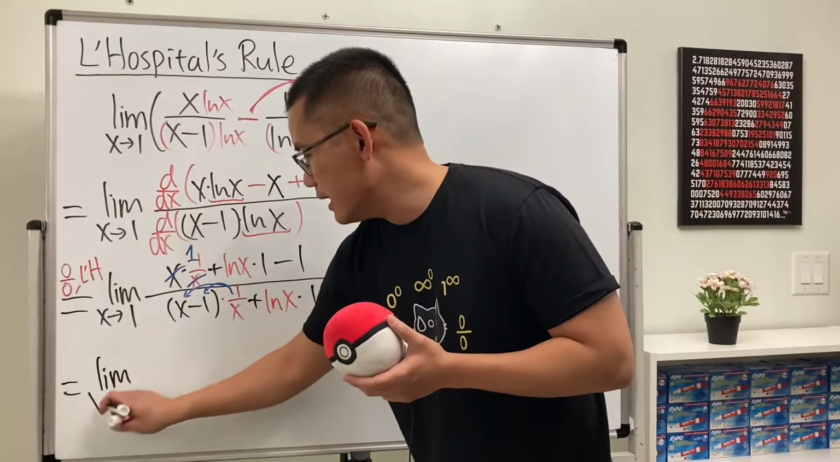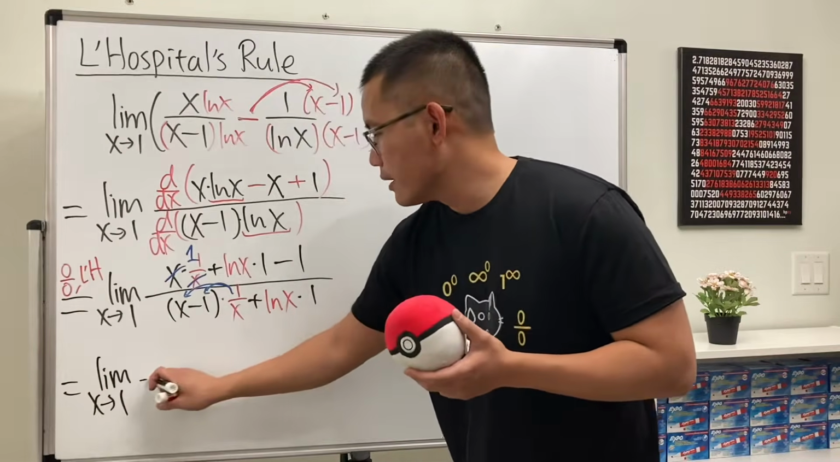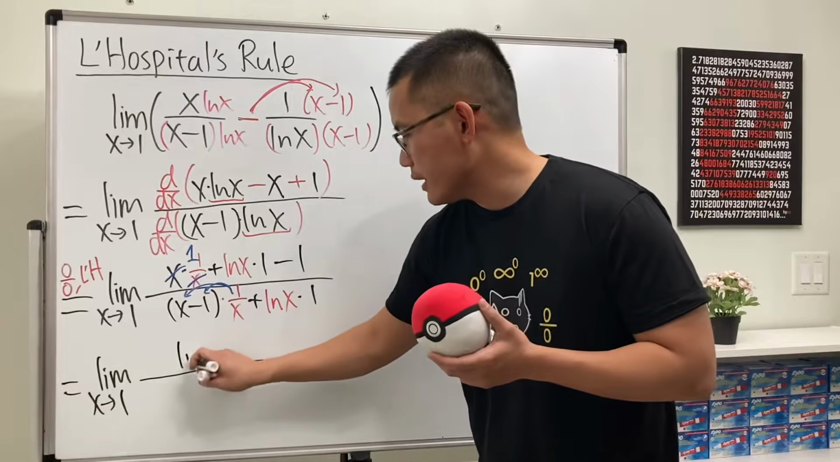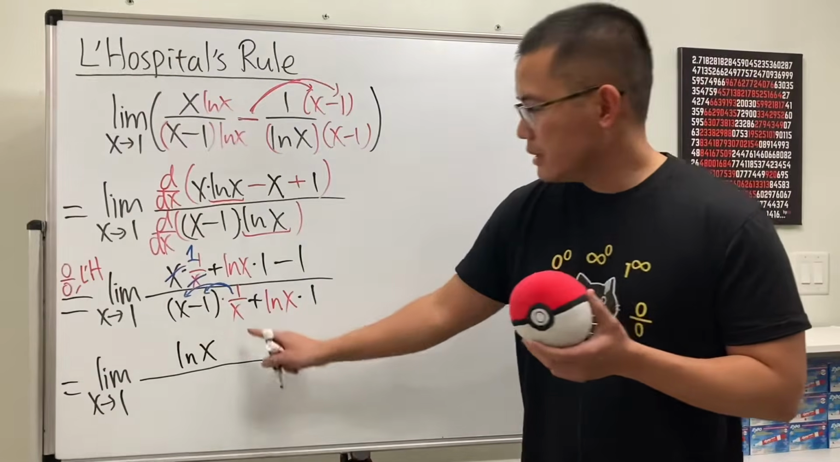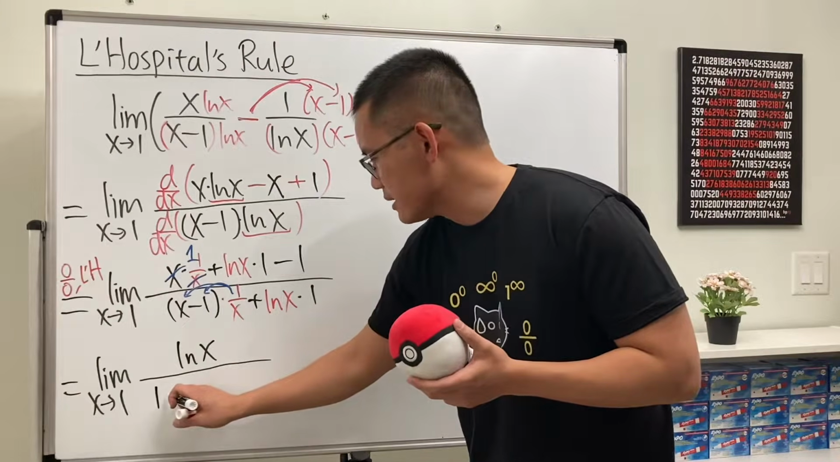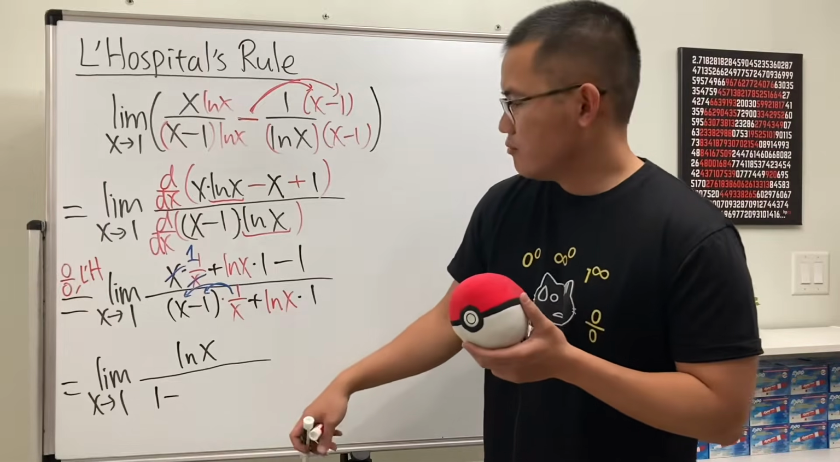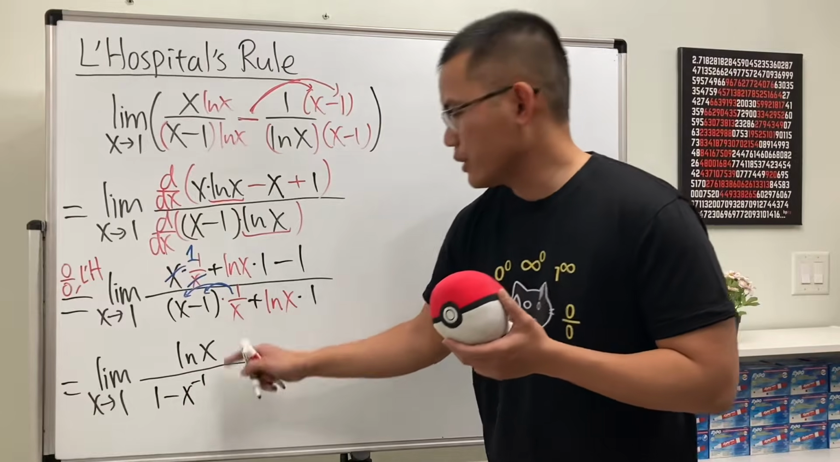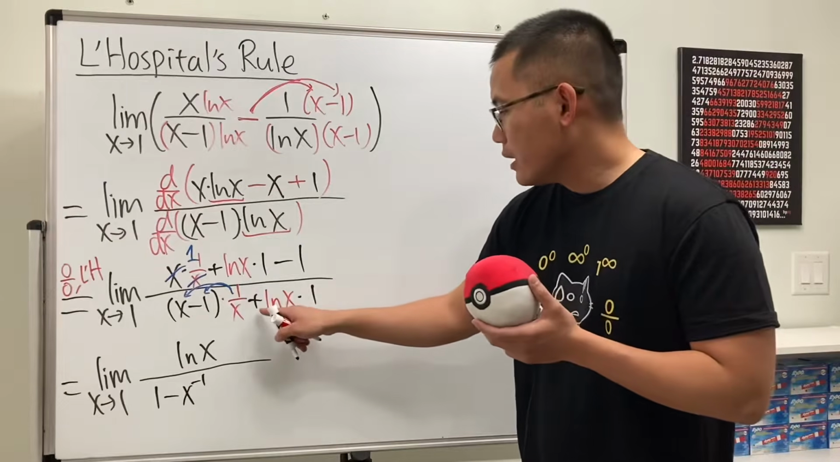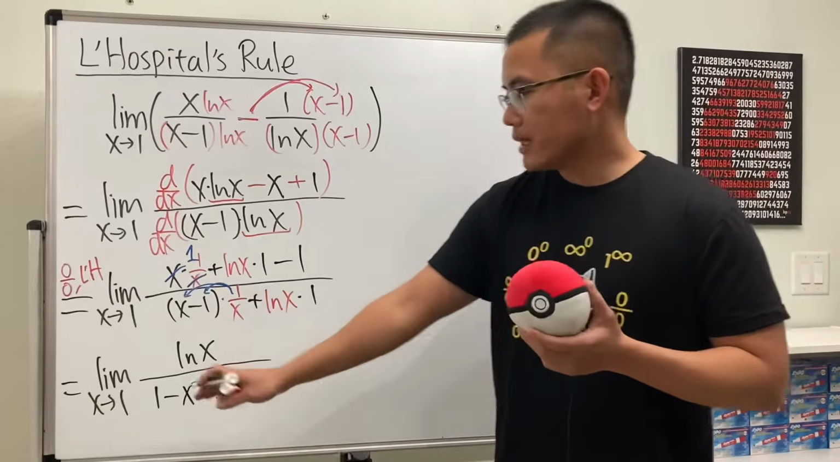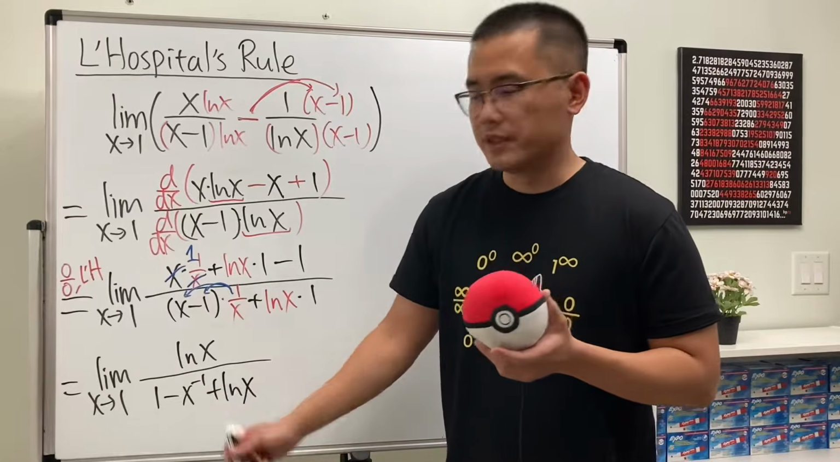Limit as x approaching 1. On the top though, because 1 minus 1 is 0, so we just have the ln x. On the bottom, this times that is 1. This times that, I'll just keep it as negative. Maybe let's write it as x to a negative 1 power, so that we can take the derivative easily, and then plus ln x. When we're plugging 1 into all the x's, we get 0 over 0 again.